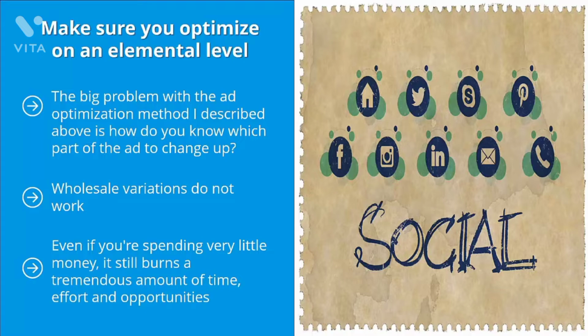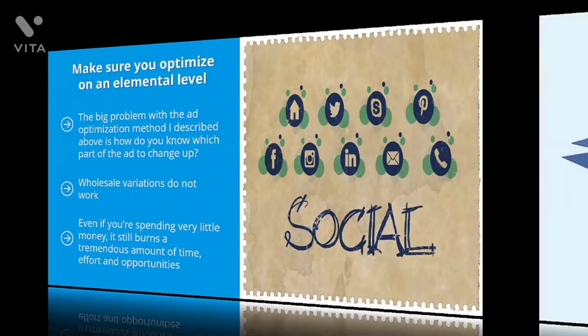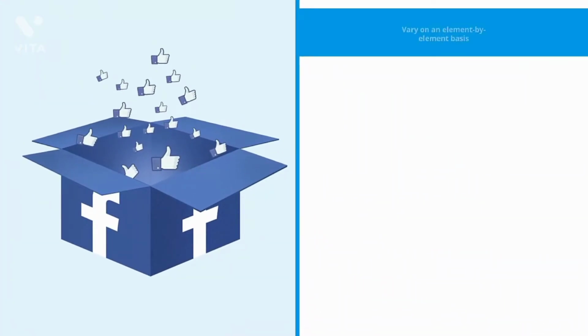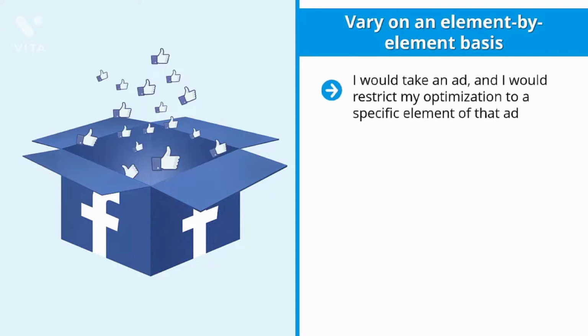Even if you're spending very little money, it still burns a tremendous amount of time, effort, and opportunities. You need to have a better way to turbocharge your results. Vary on an element-by-element basis. I would take an ad, and I would restrict my optimization to a specific element of that ad.